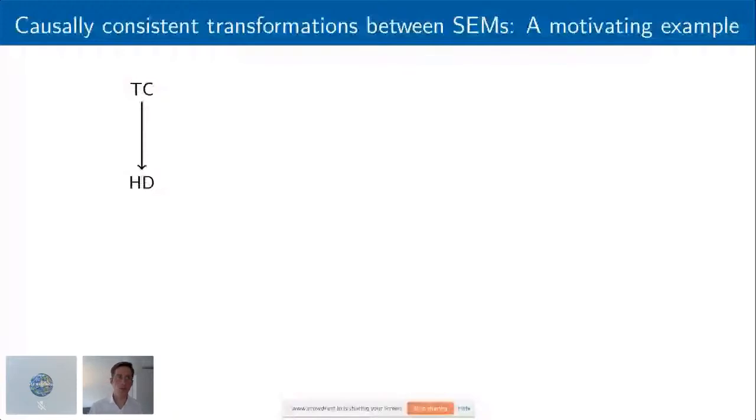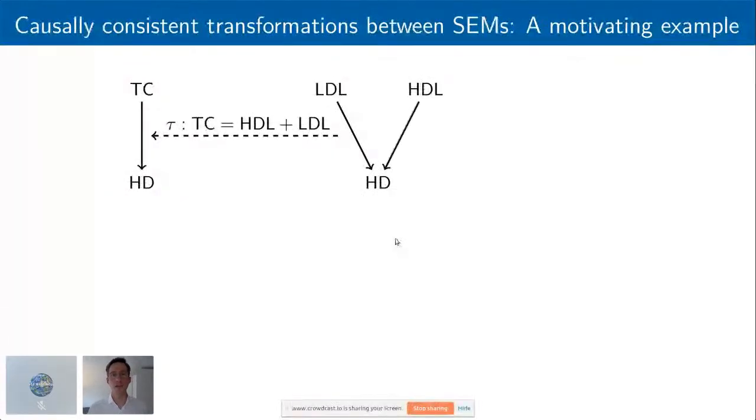So in cardiology, we care about heart disease, HD. And it was believed for a long time that the total level of cholesterol, TC, has an influence on heart disease. But then people found out that it's a bit more complicated and that there are 2 types of variables, low density lipoproteins and high density lipoproteins. And actually both of them have an effect on heart disease. And what we considered as total cholesterol before is the sum of the 2.